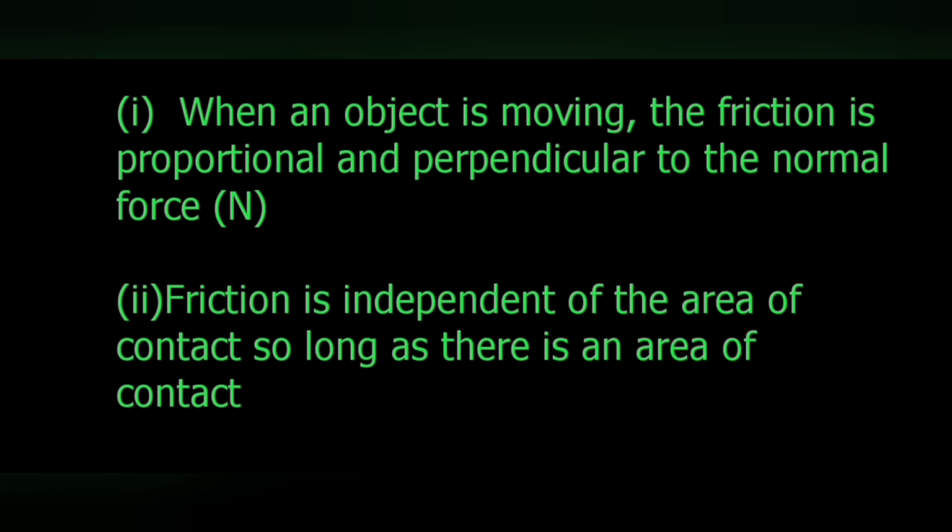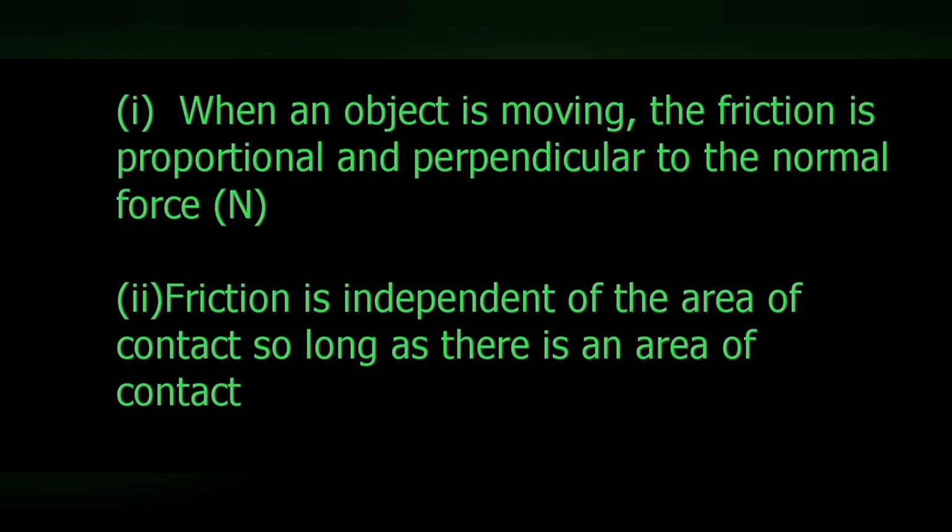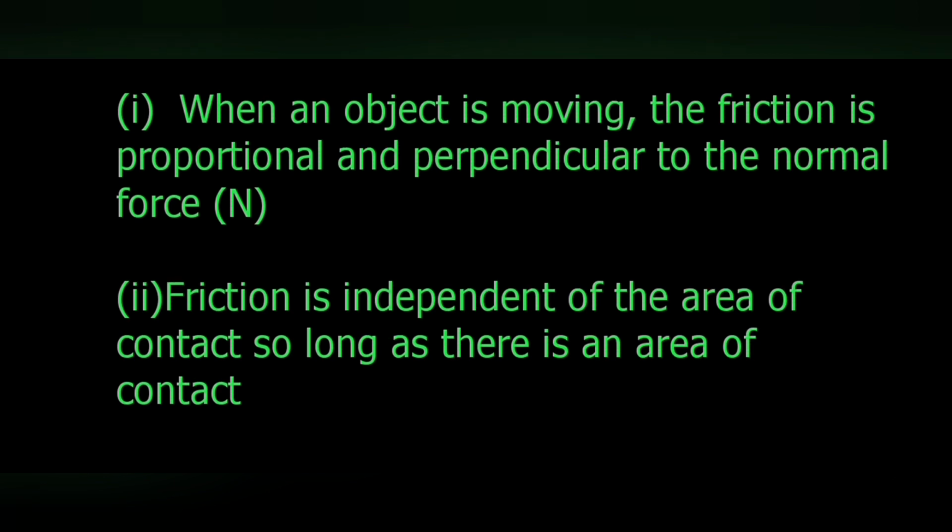2. Friction is independent of the area of contact so long as there is an area of contact. That is, friction does not exist in isolation. It requires two or more bodies to be in contact, that is, for them to be in touch with one another for friction to exist.